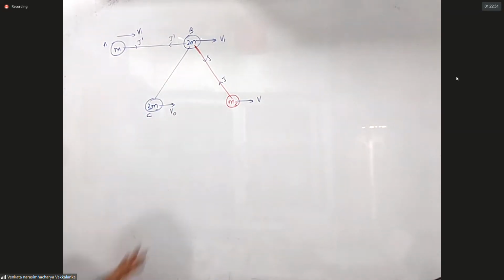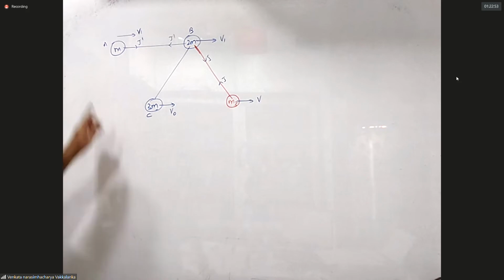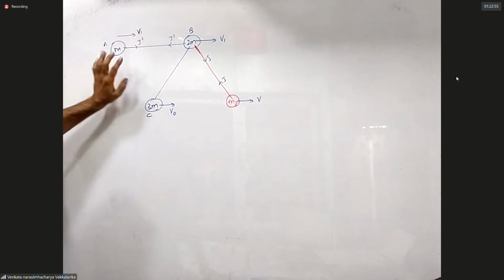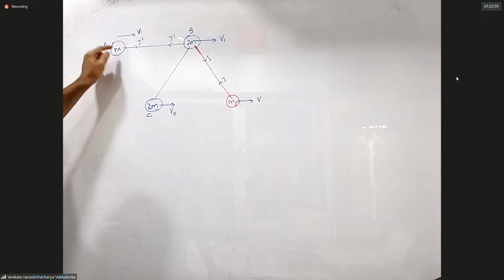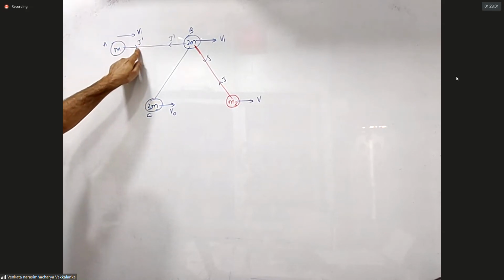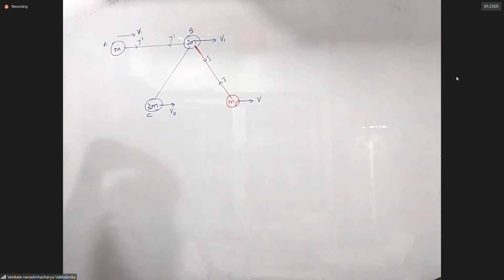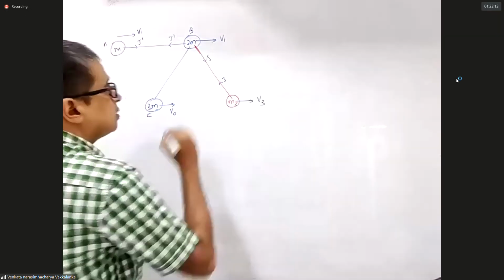It has nothing to do with V0. I did not take V1 in the direction of J dash. J dash is the only force on it. This tension into delta T is the only impulse. So I took V1 in that direction. I have nothing to do with this V.